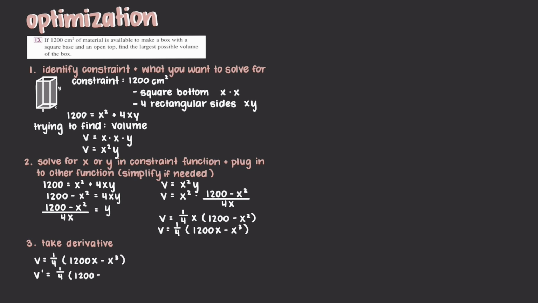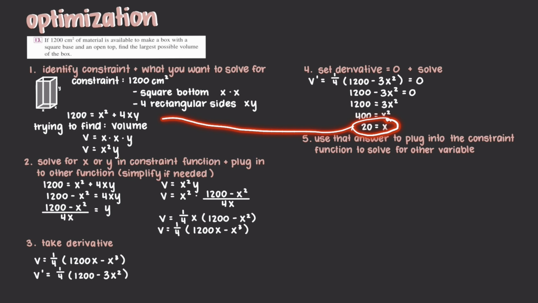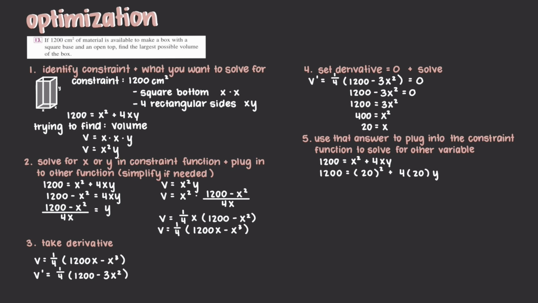Wait, we're so close to being done. Okay. So, now that we have one of the x's, we can plug this in to the other function and solve for the other variable. The other function is a constraint function. When we plug in x, we get this. Now we can just solve it out and find that y is going to be 10.